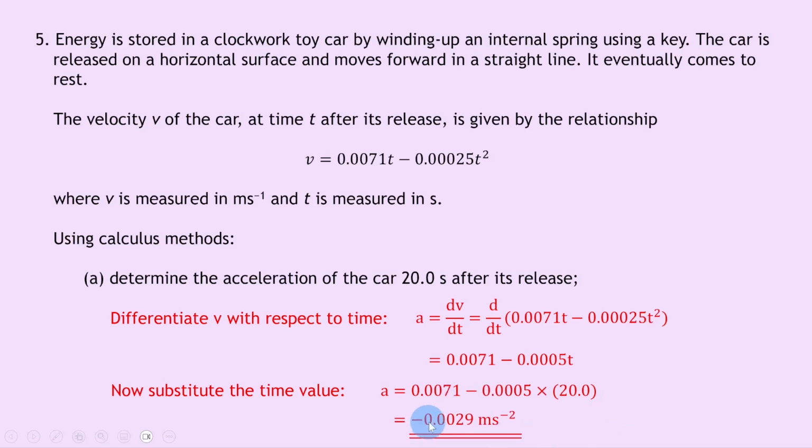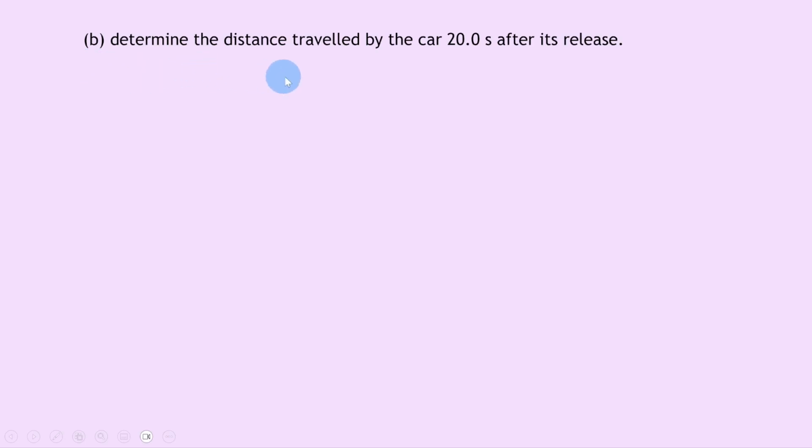And don't worry about the negative, remember this just tells us the object is slowing down, which is fine because we're told in the question it eventually comes to rest. Lastly, part B says determine the distance travelled by the car 20.0 seconds after its release.